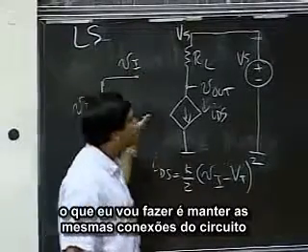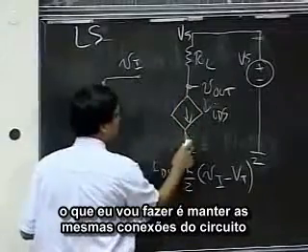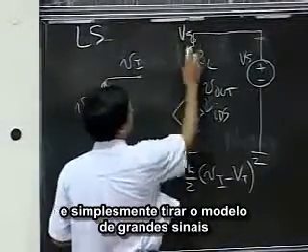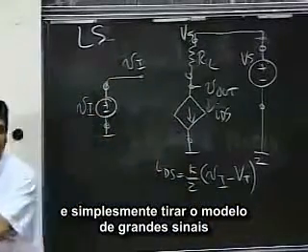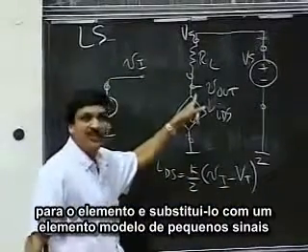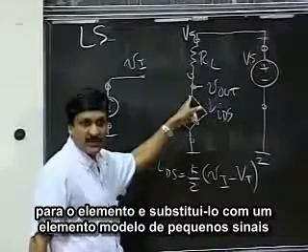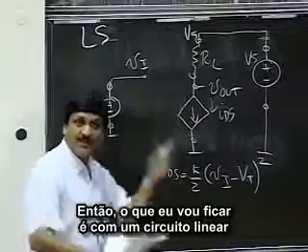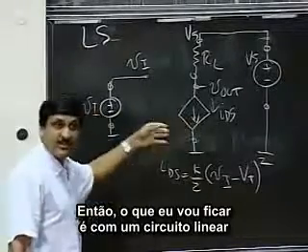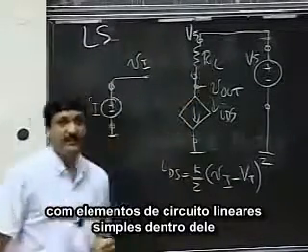And what I'm going to do is keep the same circuit connections, and simply pull out the large signal model for the element and replace it with a small signal element model. And by the nature, the small signal models are all going to be linear. So what I'm going to be left with is a linear circuit with simple linear circuit elements in there.